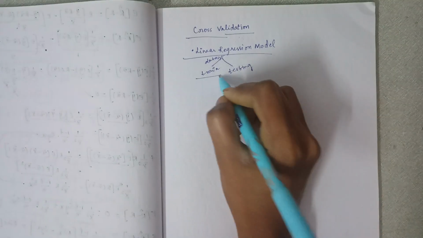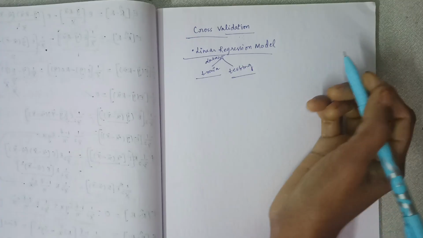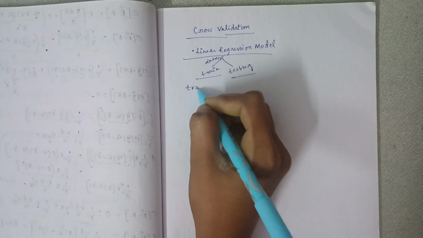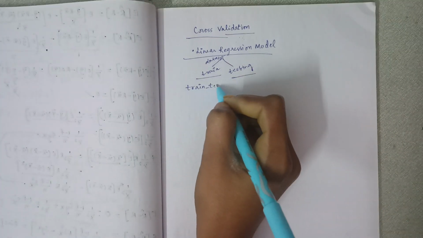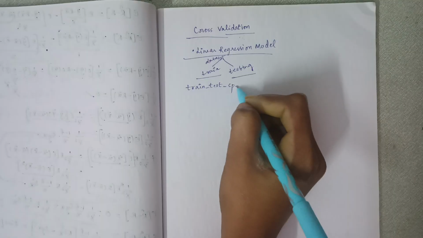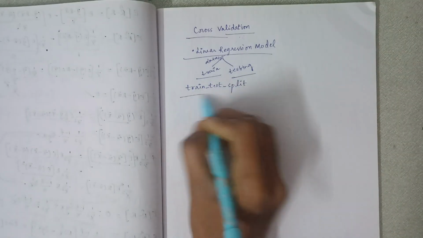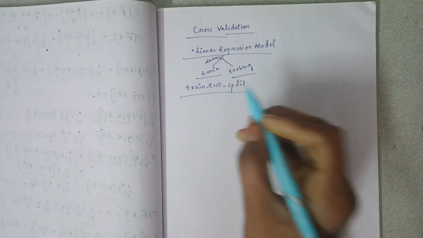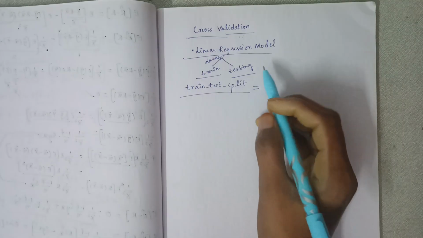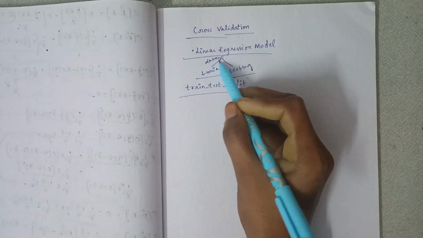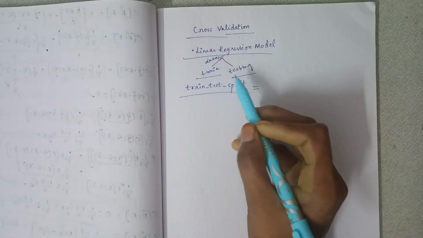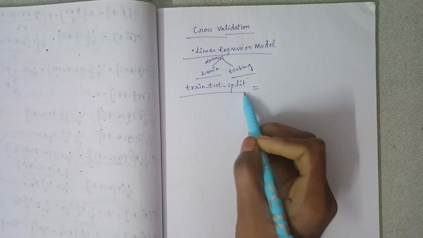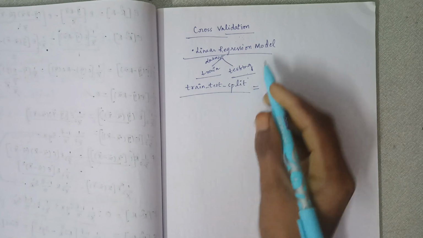How are you going to do this? It is by using train_test_split, right? This is what you are going to use. But what it actually does is, when you split the whole data set into training and testing using train test split, it splits the data randomly.